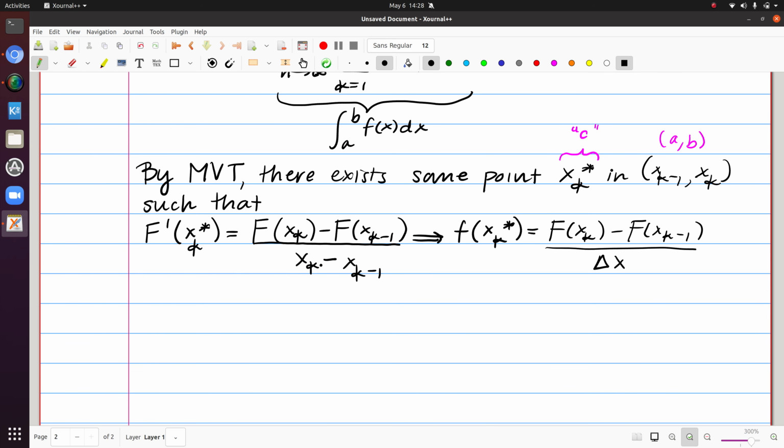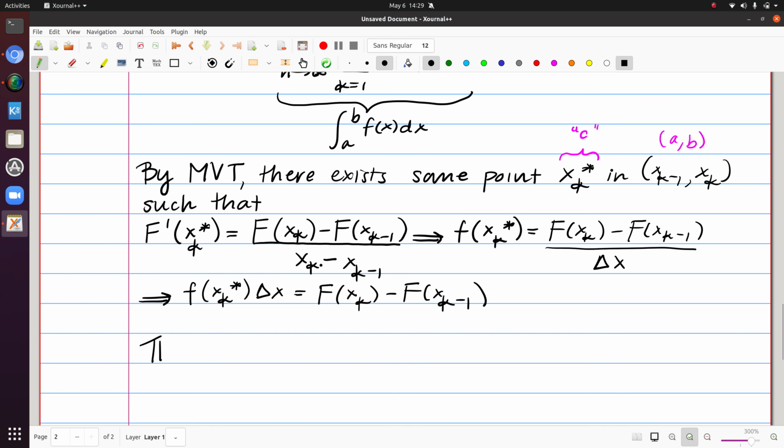And so then I can rewrite this to say that little f of x_k star times delta x, so multiplying both sides of my expression by delta x, is equal to capital F of x_k minus capital F of x_{k-1}. So that's what we get from the mean value theorem.